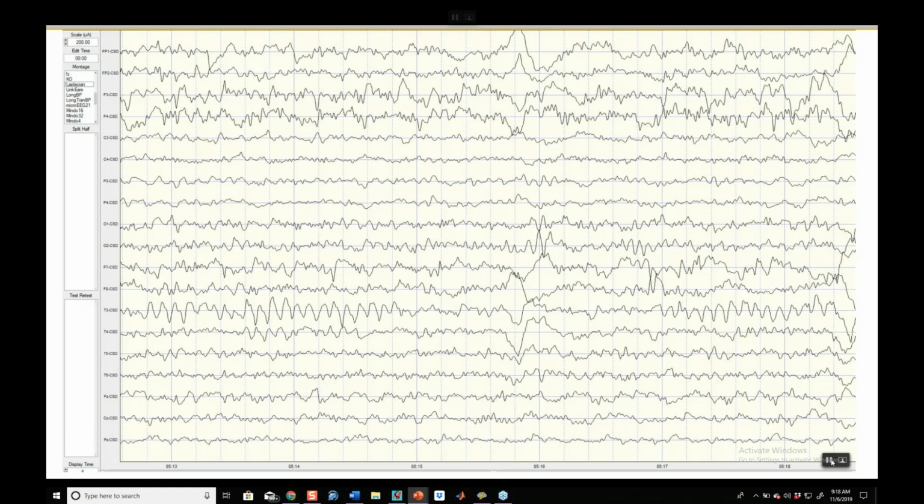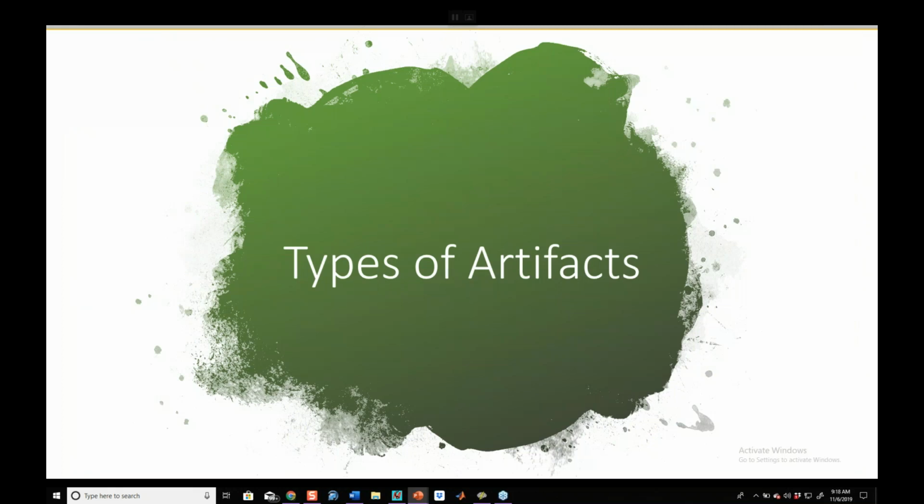And so hopefully it's something that stuck. And if it didn't, I'm sure that the recording can be shared. So let's get into types of artifacts.